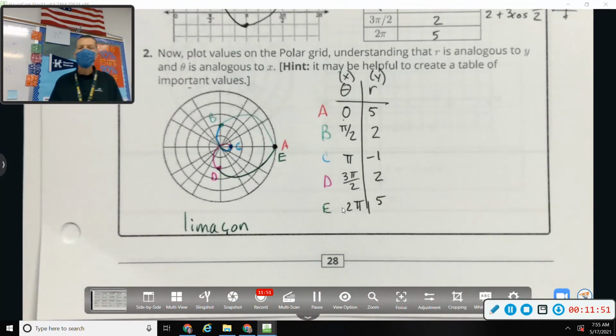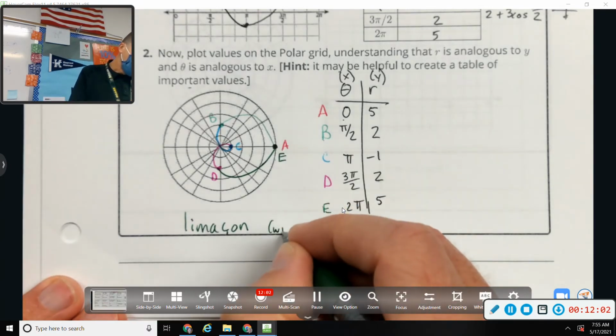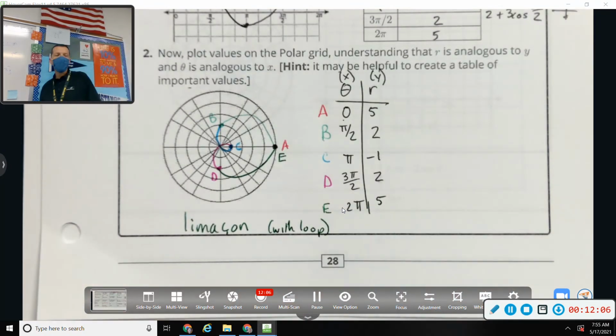Another French name there. Not a limacon, like a bean. It's not a lima bean. It's a limaçon. And it has a loop, because there are limaçons without a loop.